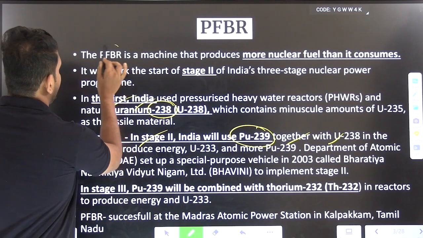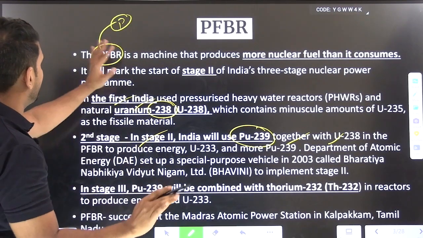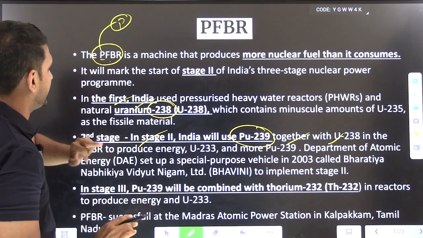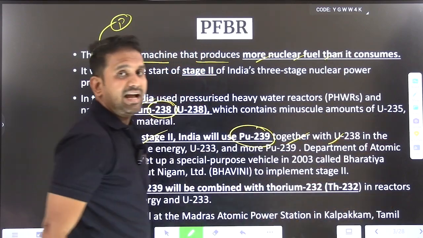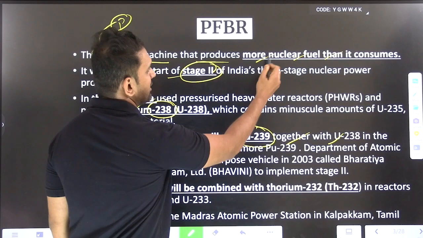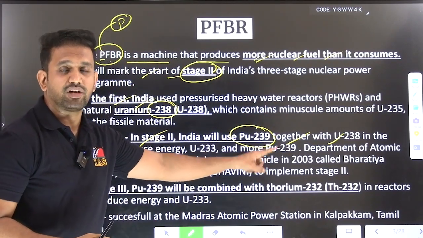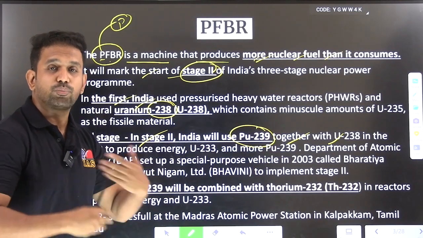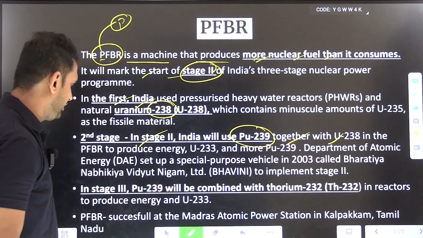The prototype is a demonstrative test in which we were successful in developing a fast breeder reactor. PFBR is a machine that produces more nuclear fuel than it consumes, as I have explained. It marks stage 2, because this conversion of plutonium, the byproduct of the first stage, combining with uranium-238 to produce more fissile material, is part of the second stage. The third stage is already given here.